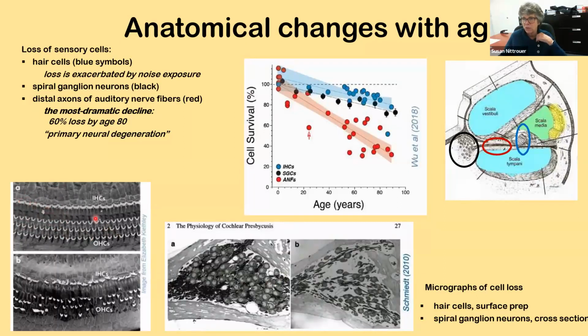Now down here, this is a normal young cochlea. You can see the one row of inner hair cells and the three rows of outer hair cells. This is the cochlea of an older animal, and you can see how there's hair cell damage. My understanding is this was from quiet-raised animals. This is the spiral ganglion in a young animal and the spiral ganglion in an older animal. You can see the decrease in the number of cells here.